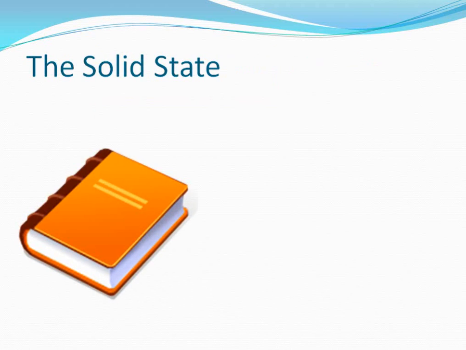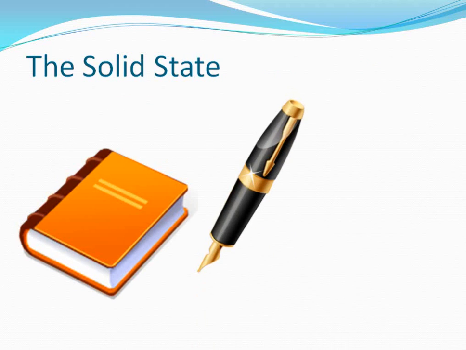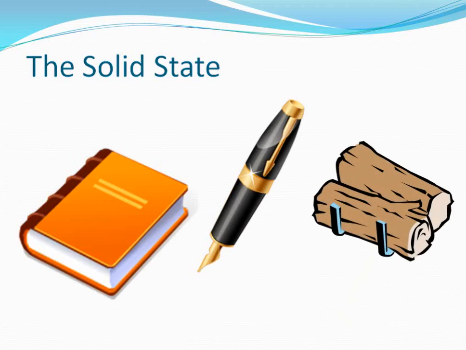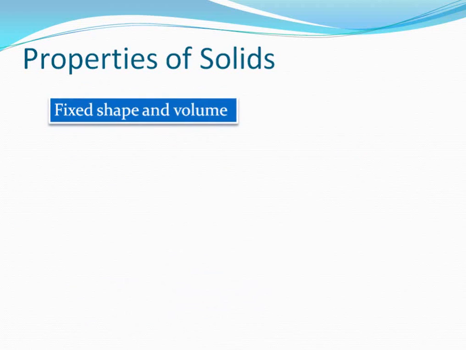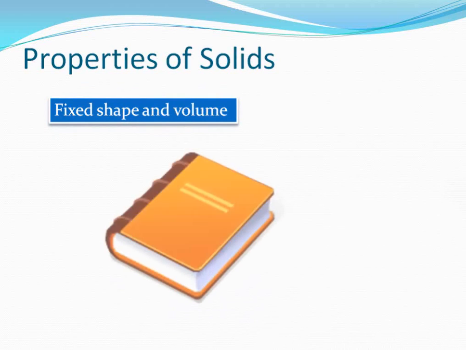Let's discuss some properties of solids. These properties are common for all solids. Consider this book, this pen, these two logs here. All of them are solids. If you look around, you'll see that the computer you're using, the table, the books around you, the glasses, all of them are solids. One amazing property of solids is that they have a fixed shape and volume.